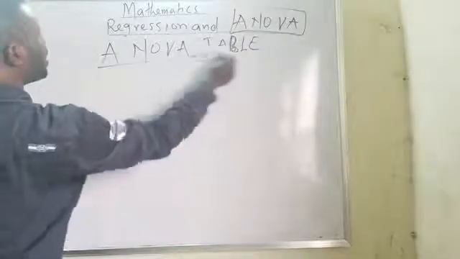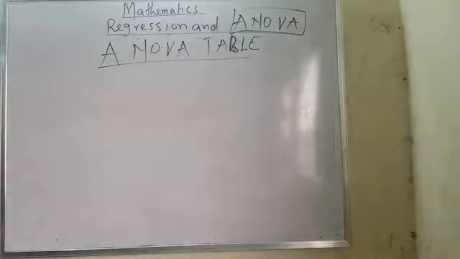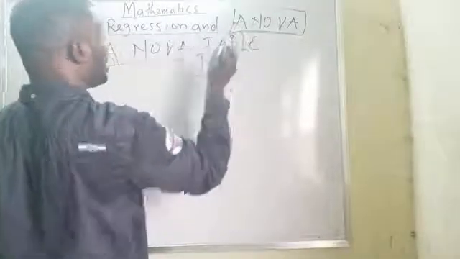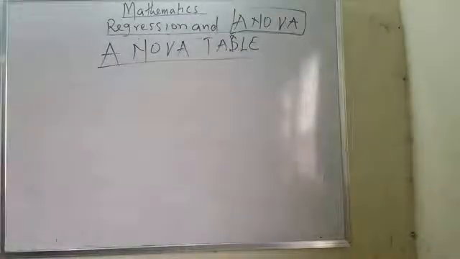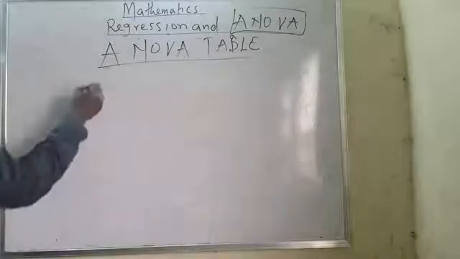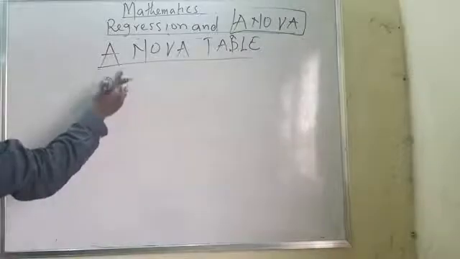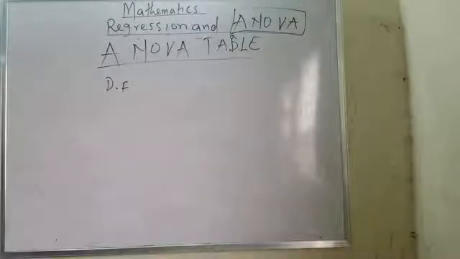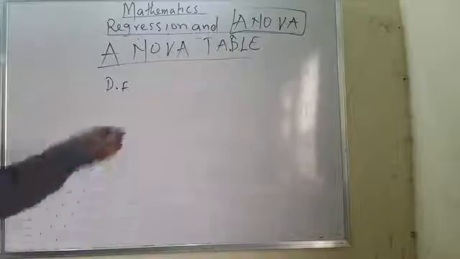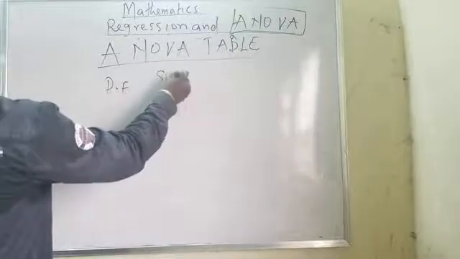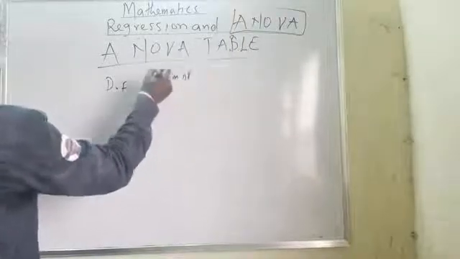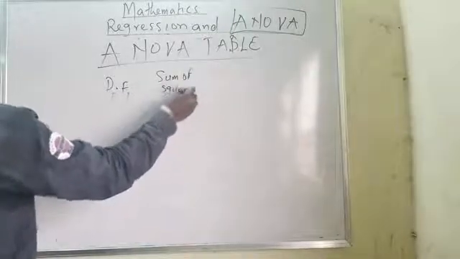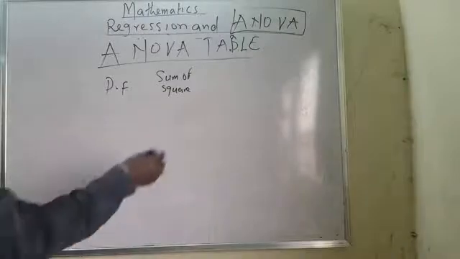Now, this is how an ANOVA table always looks. Let me put my B variable. Sorry for that. Now, the ANOVA table is just like this. The first thing you have is your degree of freedom. Here we call it sum of squared.